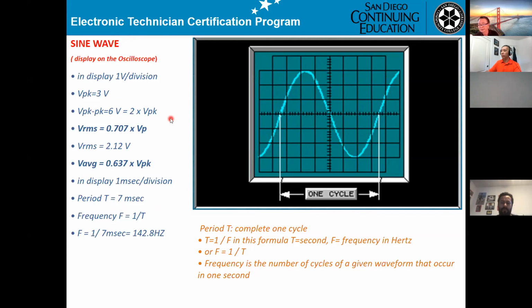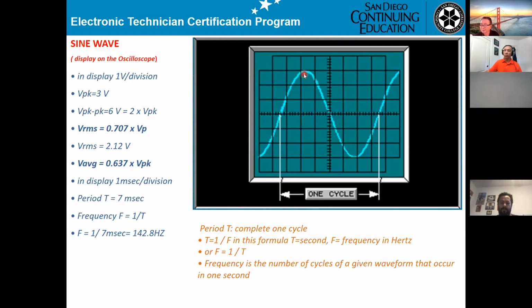And also they will be asking you about the V peak. V peak means it starts from 0 here. You start from 0 up to the top, or 0 down to the valley right here. Count how many divisions: 1, 2, 3 divisions. And they set 1 volt per division. So that's why V peak equals 3 volts.